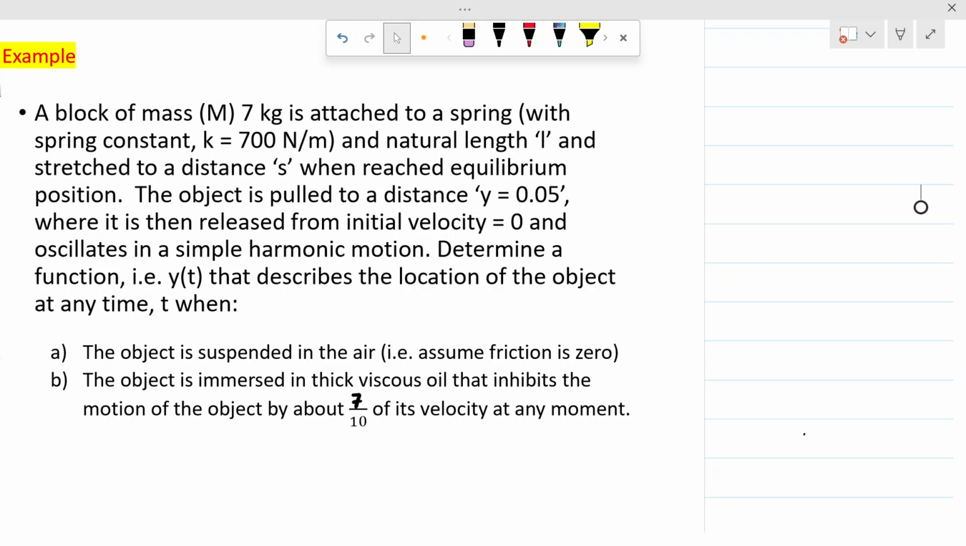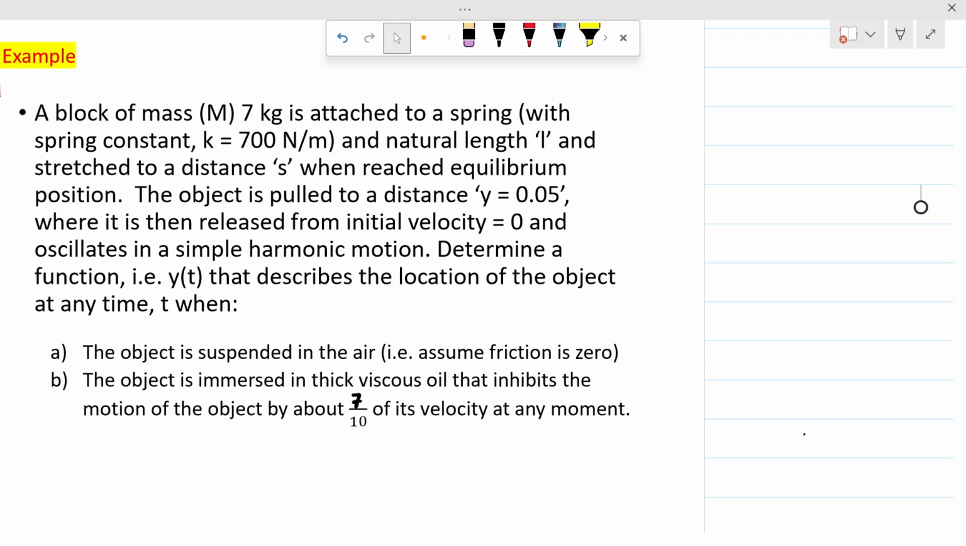Determine a function, i.e. y(t), that describes the location of the object at any time when, number 1, the object is suspended in the air, i.e. assume friction is 0, and b, the object is immersed in thick viscous oil that inhibits the motion of the object by about 7/10 of its velocity at any moment. Okay, I will try to do part B since we already did part A, similar questions, but we try to do another, in this case, part B.